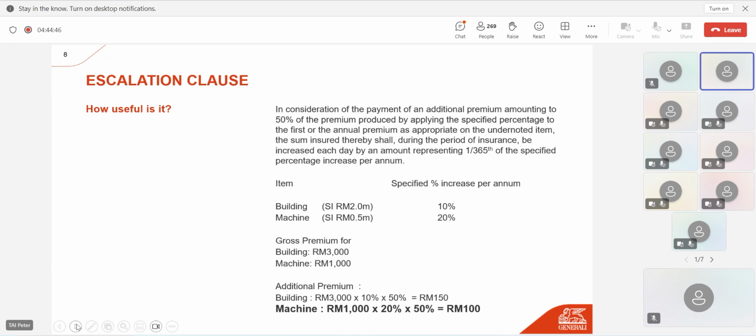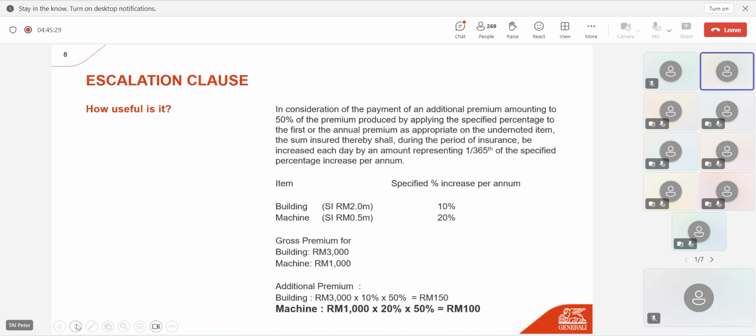What does this 10%, 20% escalation mean? It means that for this building, when the first sum insured is 2 million, by the end of the year this building can claim up to 2.2 million, 10%. See that? It depends on the date of the loss. Let's say the date of the loss is 30th June, half year. At that time, how much can you claim? You can claim 2.1 million, 50%, because you already increased 10% of that. 10% of 2 million is 200,000, so you can claim 100,000 extra. So it becomes 2.1 million.